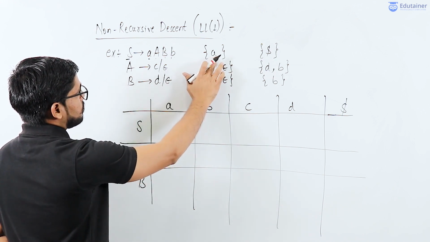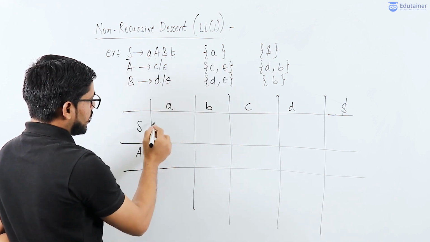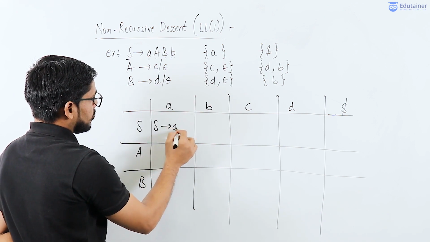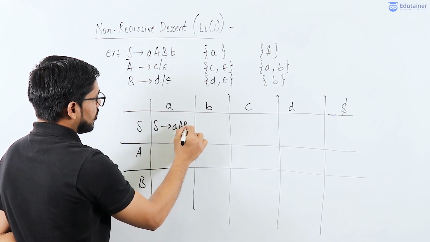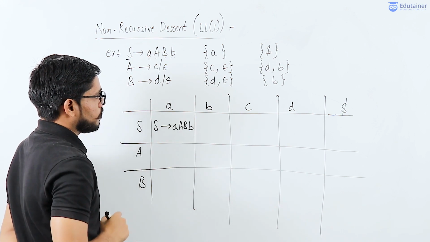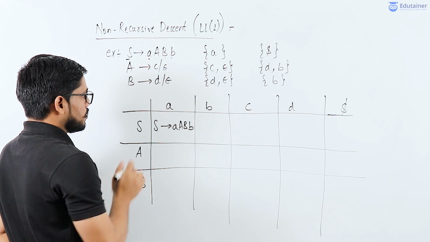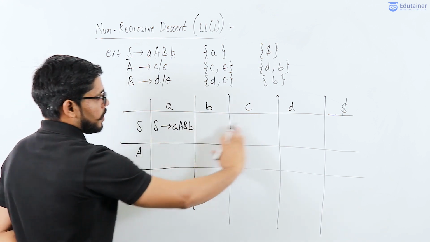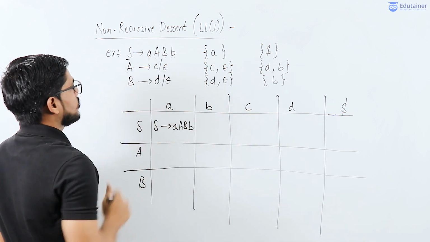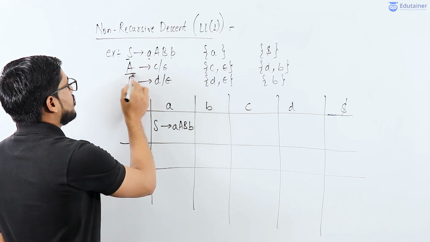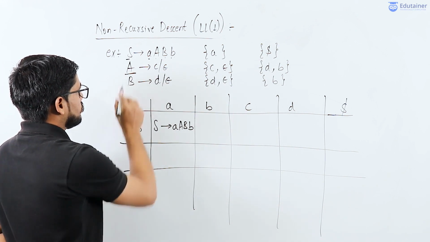What is first of S? First of S is small a. So we can place here S derives a, capital B and small b. That's it. So the S row is completed. There is no other production present for the S row. Now let's find the second production.